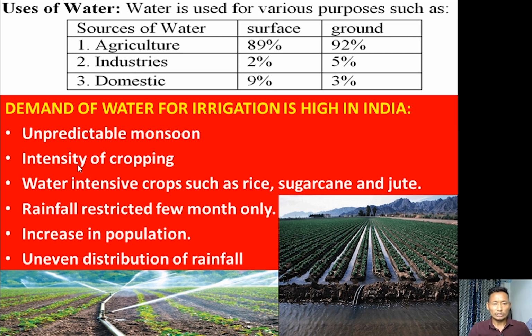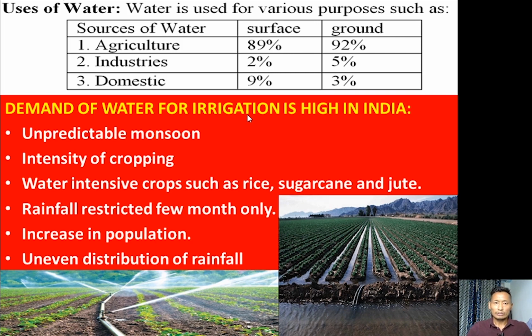And the increase in population is again related with intensity of cropping. The size of population in India is increasing day by day. So in order to subsist themselves from the available land, they have to cultivate two or more than two crops in the same agricultural land during one agricultural year, and for that they have to take water from surface and underground water through irrigation in the field.